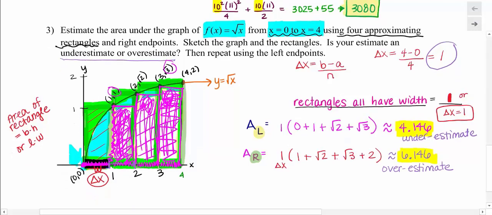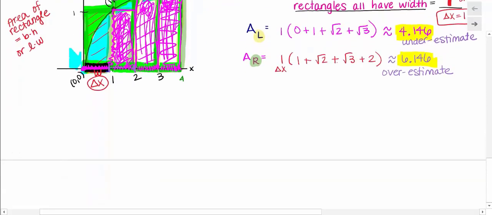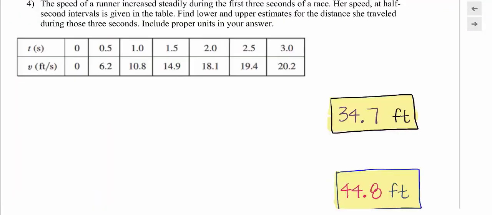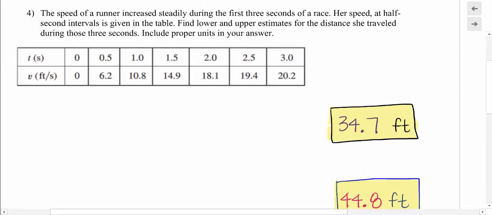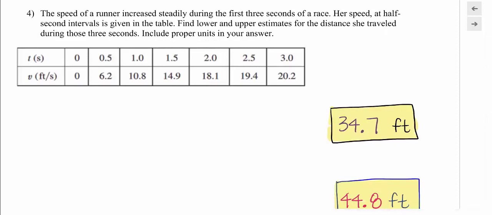So let's look at another example, one that gives you information in a little different way. This question says, the speed of a runner increased steadily during the first 3 seconds of a race. Her speed at half-second intervals is given in the table. Find lower and upper estimates for the distance she traveled during those 3 seconds. Include proper units in your answer.